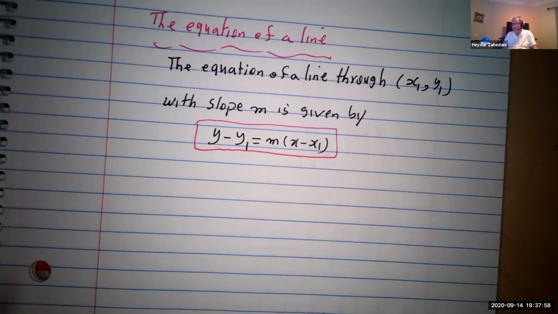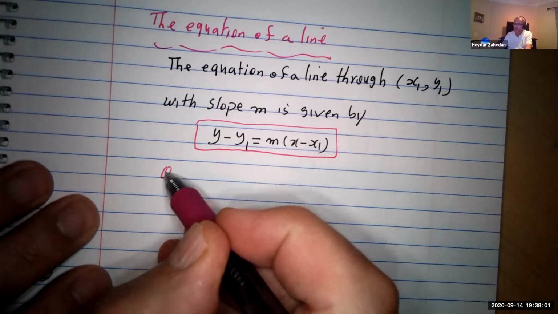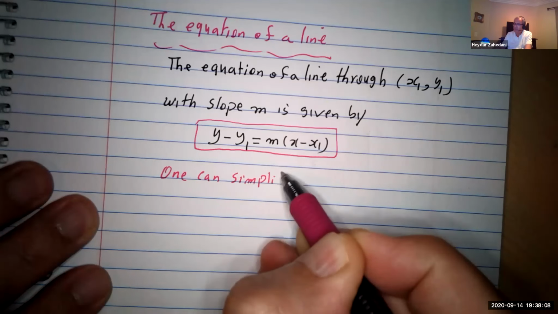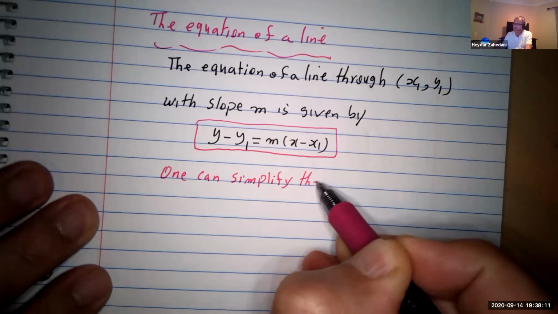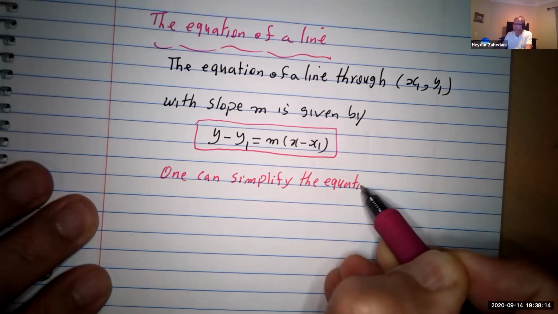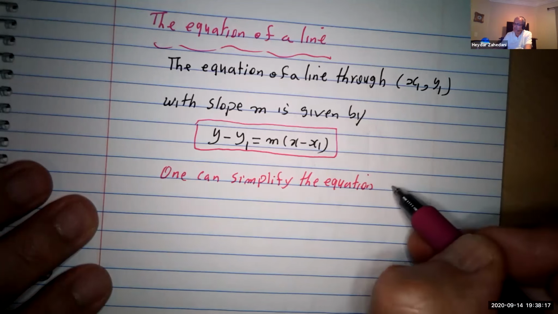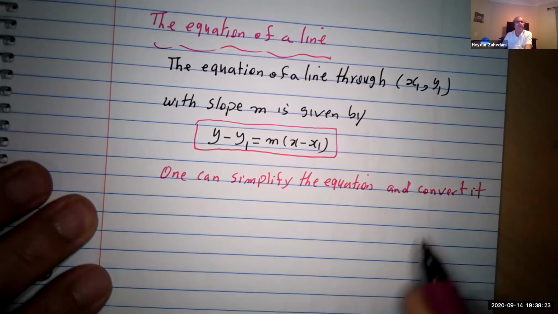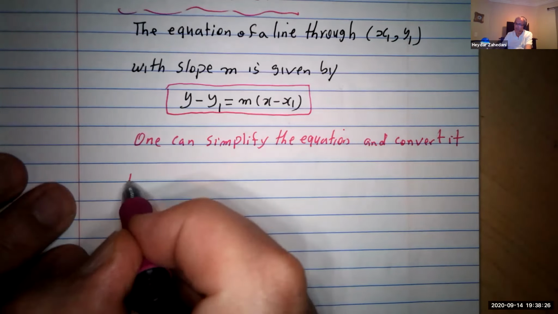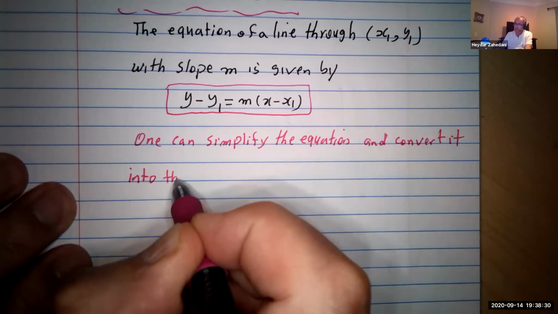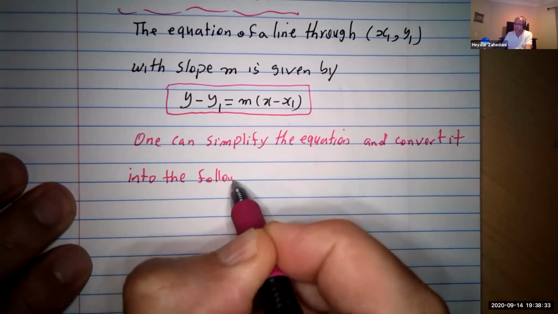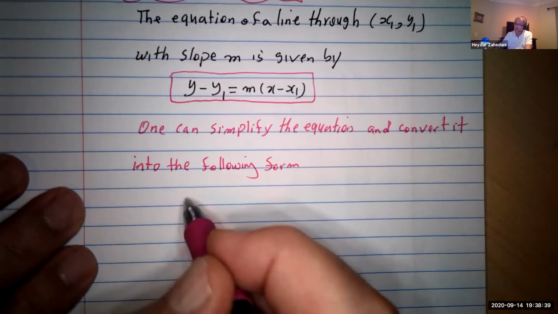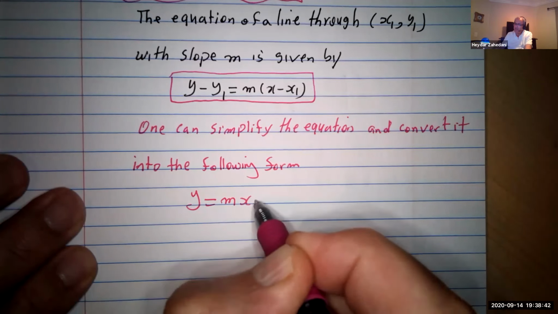But this equation can be simplified. One can simplify the equation and convert it into the following form: y equals mx plus b.